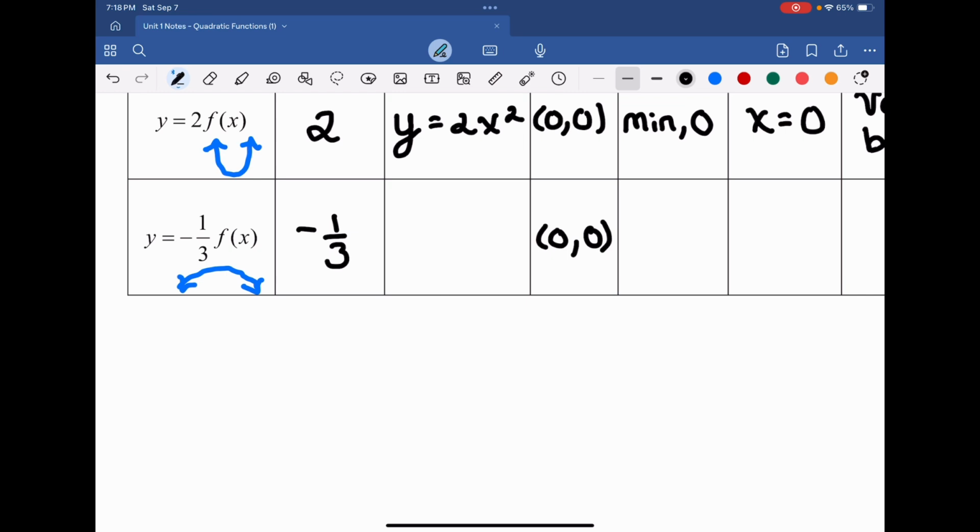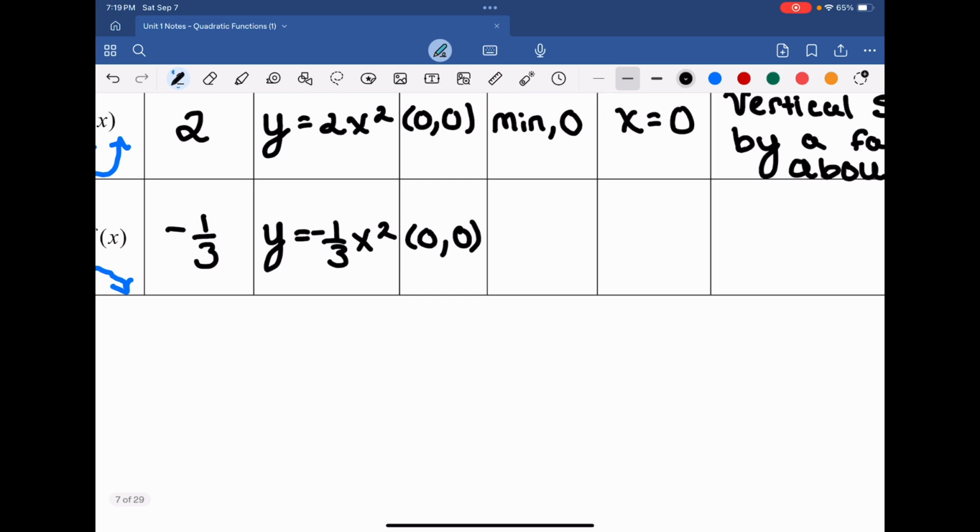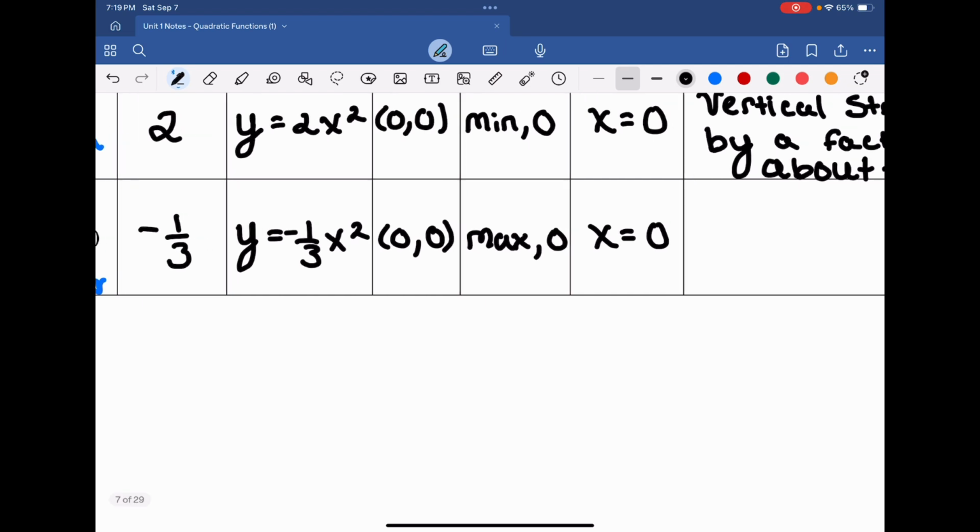So the original function is going to look like the following. y is equal to -1/3 x squared. That's not going to change the fact that the y value is 0 because -1/3 times 0 is still just 0. In this case, we're going to have a maximum value because the graph was reflected about the x-axis. The x value is still going to be equal to 0 for the axis of symmetry. The graph wasn't shifted to the left or the right.